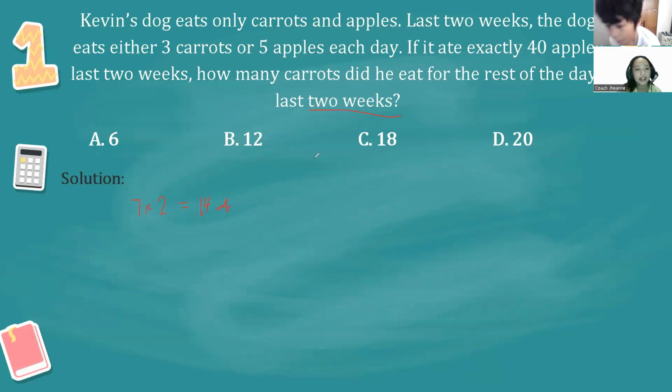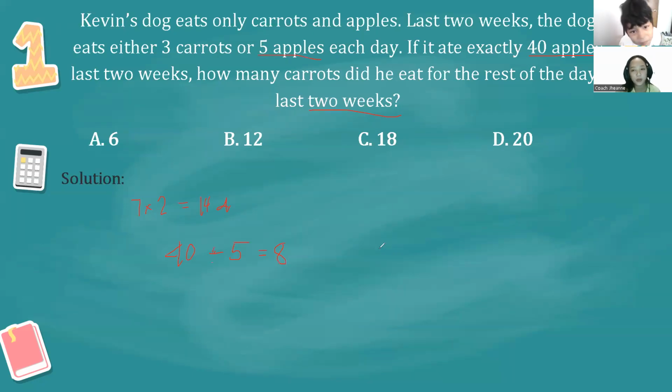So it is asked how many carrots did he eat for the rest of the days, but we don't know how many carrots. The given here is that the dog ate 40 apples in the last 2 weeks. So for us to know the exact days he has eaten 40 apples, we have to divide 40 apples by how many apples he can eat in a day. That is 5, right? So we divide it by 5, and that is 8.